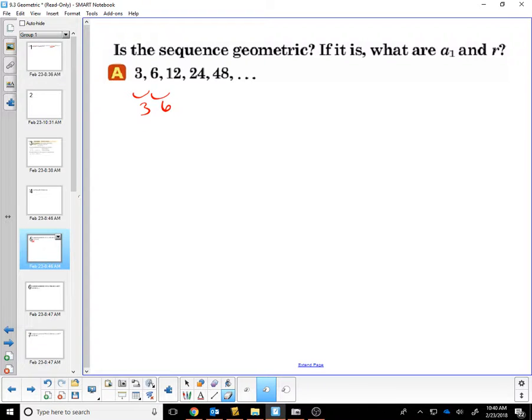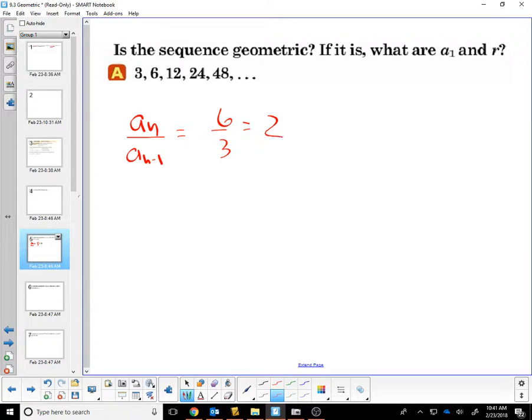I want to try a sub n over a sub n minus 1, which means 6 divided by 3, that's 2. 12 divided by 6, that's 2. 24 divided by 12, that's 2. 48 divided by 24 is also 2. So I've got a constant ratio. Therefore, this sequence is geometric. And we're done.